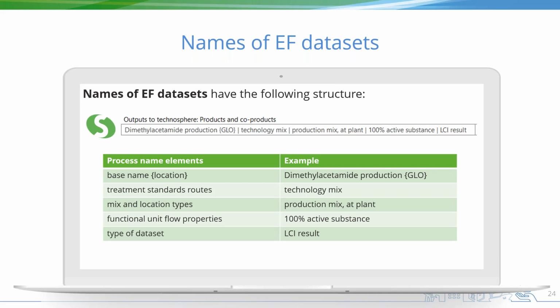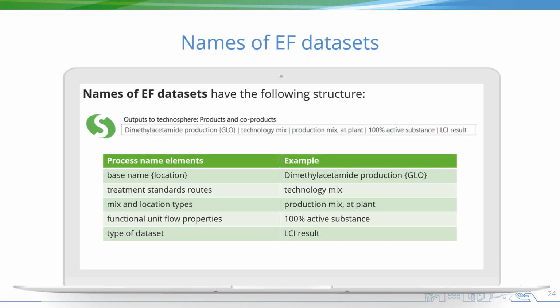The ILCD format prescribes that there are 5 different elements that constitute a process dataset. The first one is the base name, and then in parentheses, the location. Then we have treatment standards routes, we have mix and location types, we have functional unit flow properties, and then the type of dataset. And each of these elements is separated in SimaPro by a vertical separator.